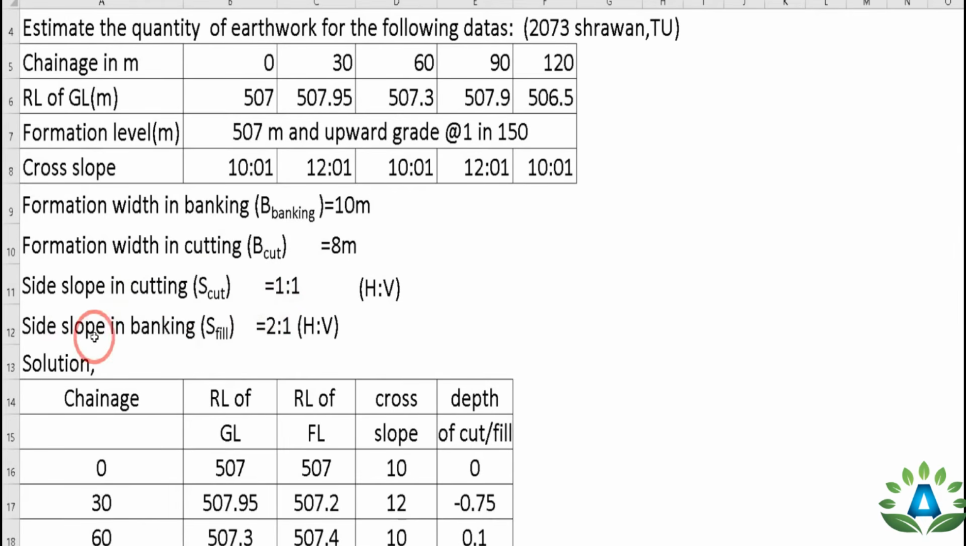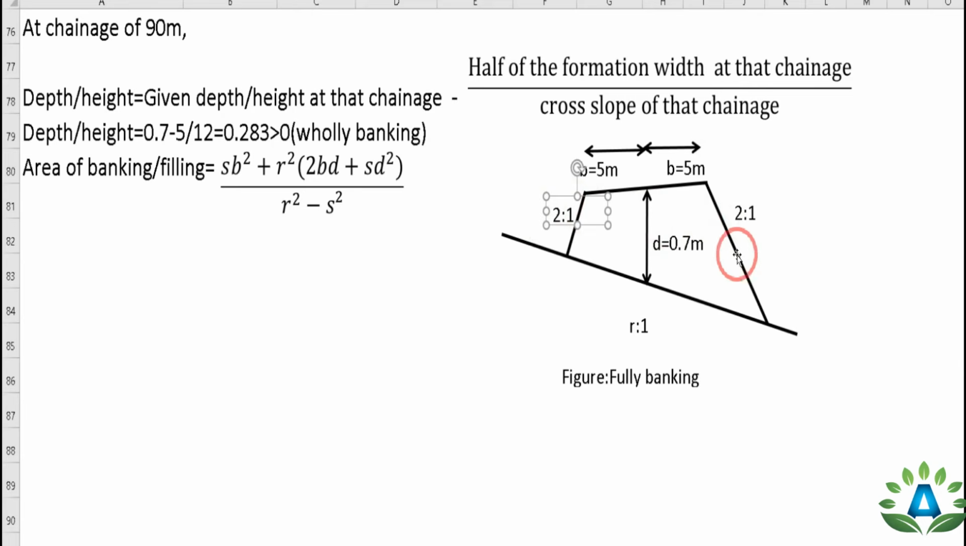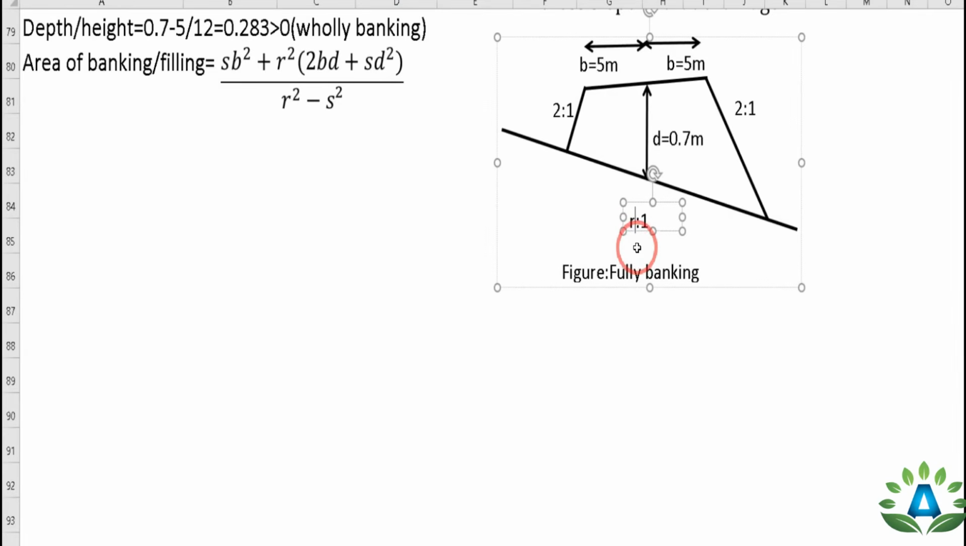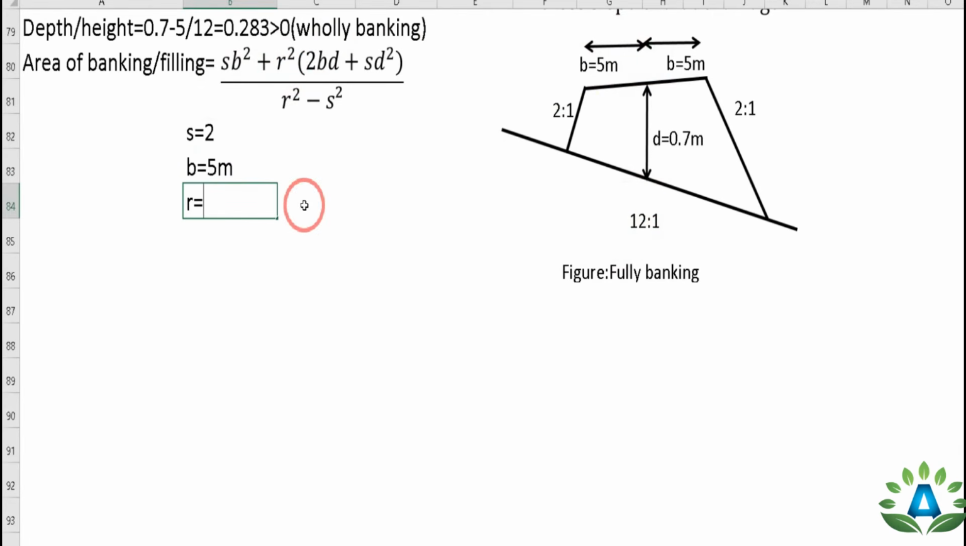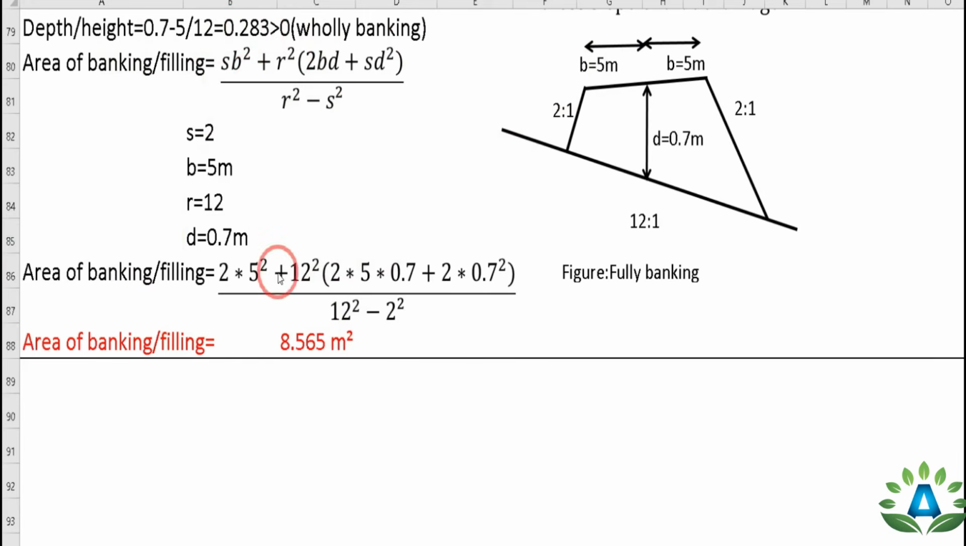And here we have the side slope for banking as 2:1. So this 2:1 on this side as well as this side, and we have this cross slope as 12:1. So this cross slope will be 12:1. From this we can put the value of S equals 2, value of small b equals 5. This value of R will be 12:1, so R equals 12, D equals 0.7 meter. So let's put the value in this formula. While putting all these values, we get this area of banking or filling equals 8.565 meter square.